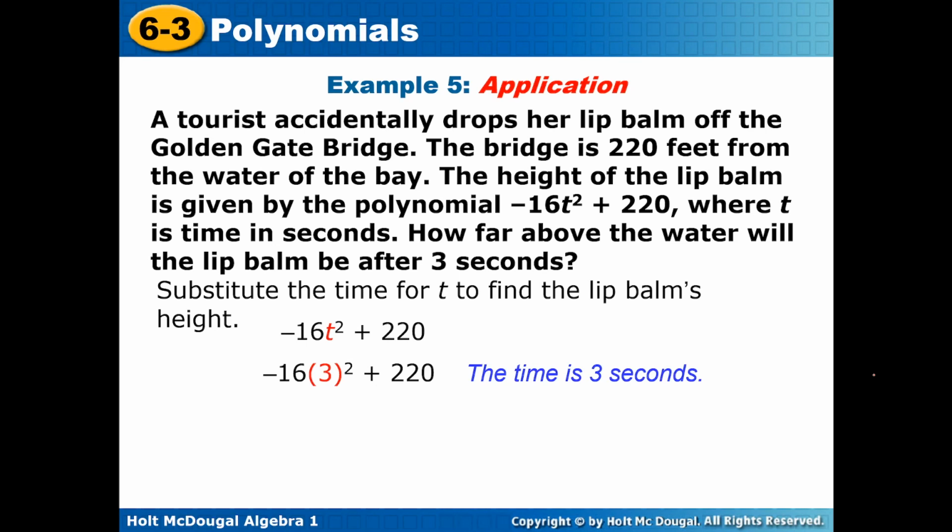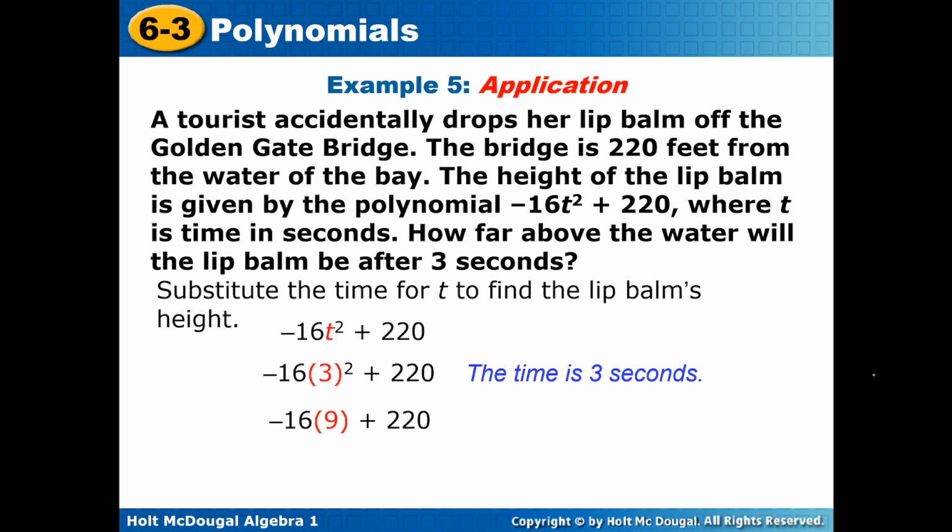The next step is we need to start simplifying. PEMDAS tells us parentheses, exponents. Well, we can't really do anything within our parentheses, but we can do our exponent, 3 squared. Keep in mind, 16 is not attached to that square. Do not square 16. 3 squared is, good, 9. Now we have negative 16 parentheses 9 plus 220.